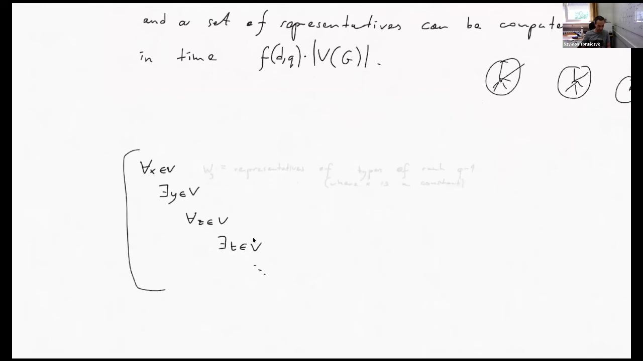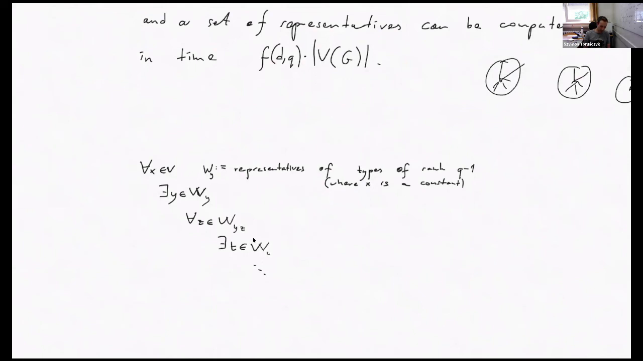So if we wanted to evaluate a formula like this, instead of ranging over all vertices Y in the second round, we can restrict to all representatives of types of rank q minus 1. There's a bounded number of those representatives, and we restrict our second quantifier to only those representatives. In a similar way, we can restrict the next quantifier to some representatives. And those are finite sets of bounded size. So the first quantifier ranges over all vertices, and the remaining ones range over sets of finite size. So altogether, our running time is size of V times some function of phi.